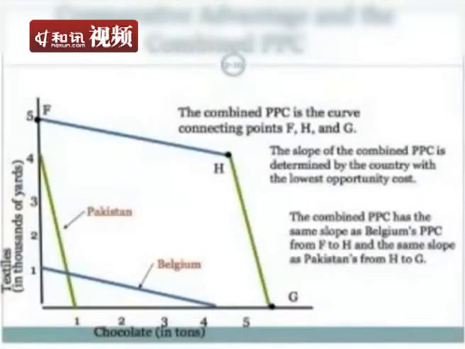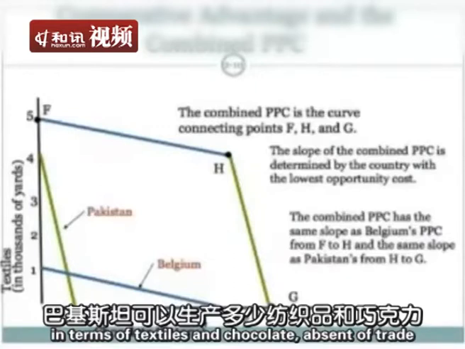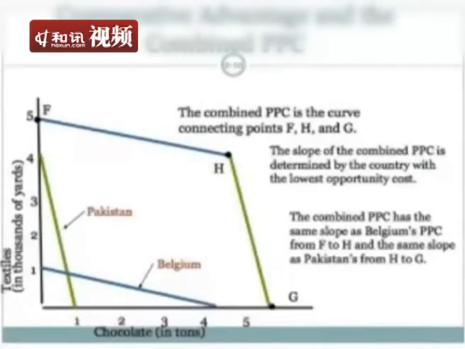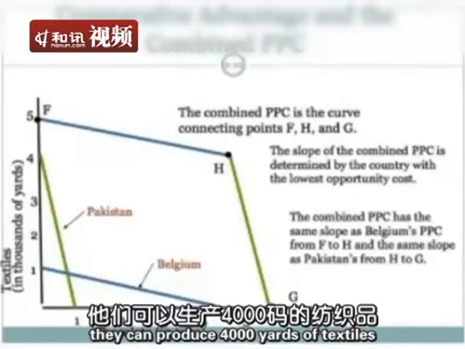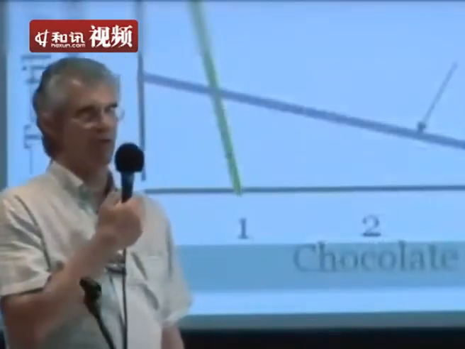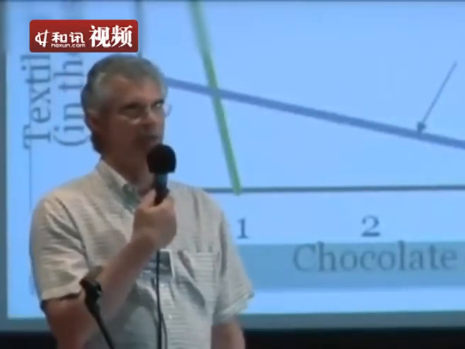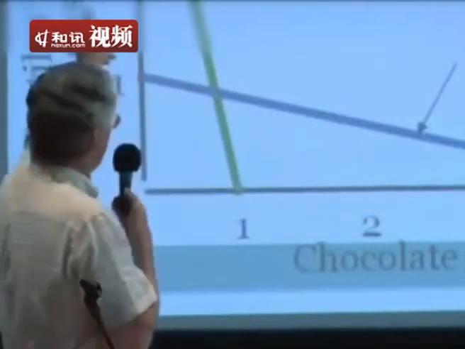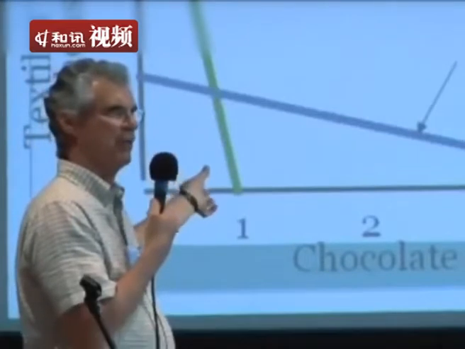If you look at those two curves there, the Pakistan curve and the Belgium curve, those are how much each country can produce in terms of textiles and chocolate absent trade. If the Pakistanis themselves just produce textiles and chocolate, they can produce 4,000 yards of textiles and 1 ton of chocolate. The Belgians, however, can produce 4 tons of chocolate and 1,000 yards of textile. So if there's no trading going on, those curves represent the productivity of those two countries.